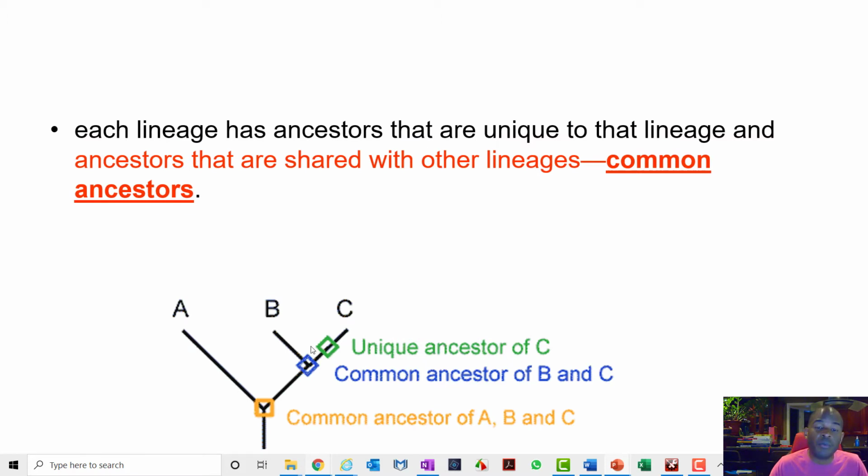Now, if I want to go into a little bit more detail, any ancestor of C that's only on C's branch is a unique ancestor of C. If it's on B and C's branch in this node or anywhere below that, that is a common ancestor of B and C. And of course, we have a common ancestor at this node of A, B, and C.